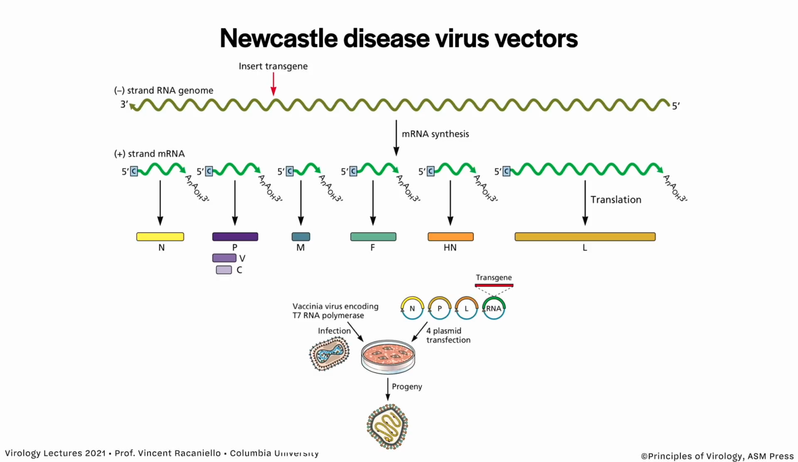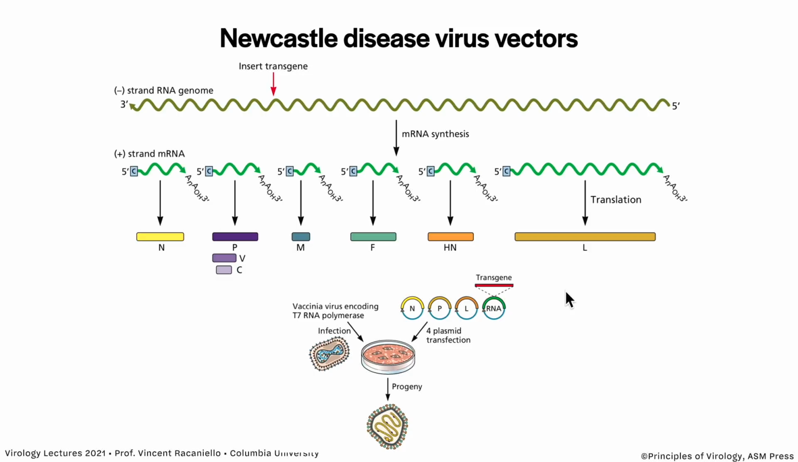And finally, Newcastle disease virus. Newcastle disease virus is a virus of chickens. Did you know it's a pathogen? You have to immunize chickens against this, otherwise you will lose your flock. So there are already Newcastle disease virus vaccines. It's a negative-stranded RNA virus. It's a paramyxovirus, like measles virus, encodes a number of mRNAs. And what you do is you can insert a transgene in here. And you do, again, the 4-plasmid transfection with T7 polymerase producing vaccinia virus, and you make virus with your transgene.